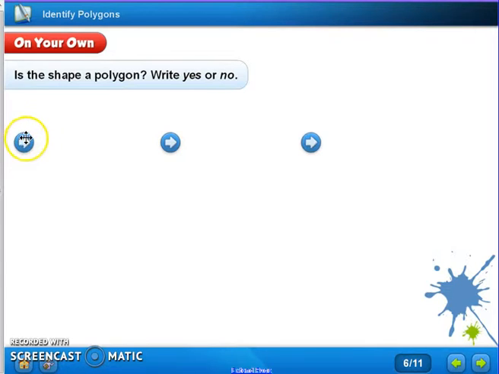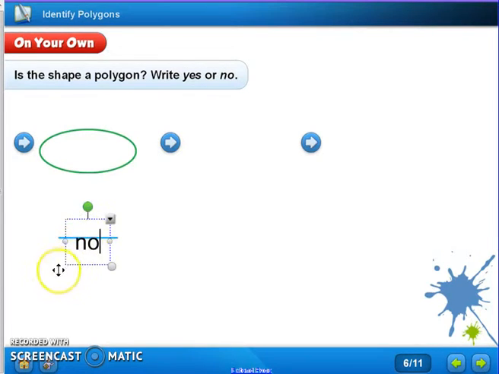Okay, you are going to write yes or no on your whiteboard. Let's start with the first one. Look closely and ask yourself the 3 questions. Is it closed? Is it a plane shape? And is it made of line segments? Ready? What do you think? Terrific. The answer is no. It is not a polygon. Let's try another one.